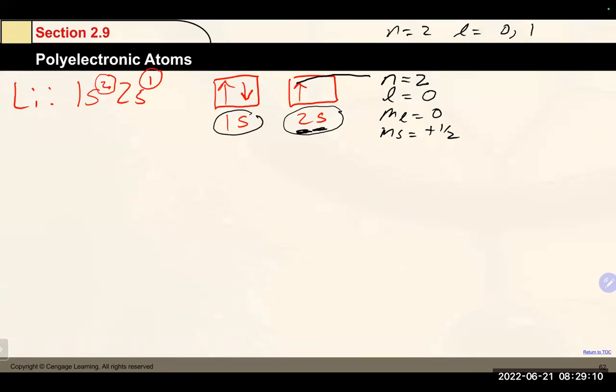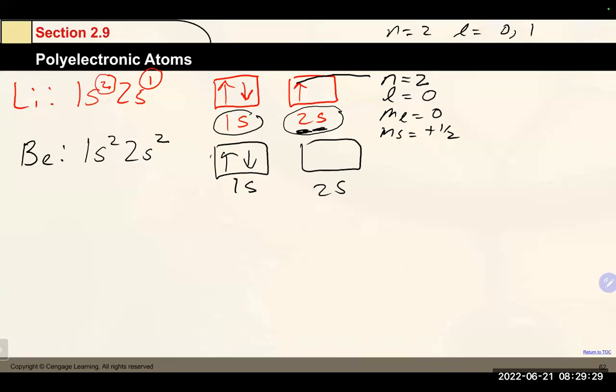Continuing on would be beryllium, which is 4. And that would, again, starting at the top, be 1s2 and now 2s2. Once again, if we did a little orbital diagram, we would have 2 electrons in the 1s. Now for our 2s here, 1 electron up, 1 electron down. Can I put any more electrons in that s orbital? At this point, it is full, so we would have to go to the next one.